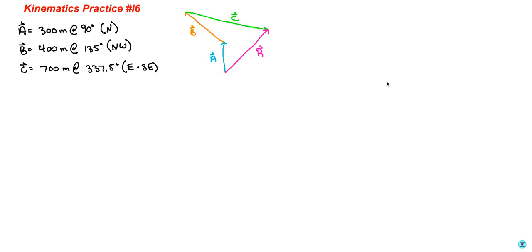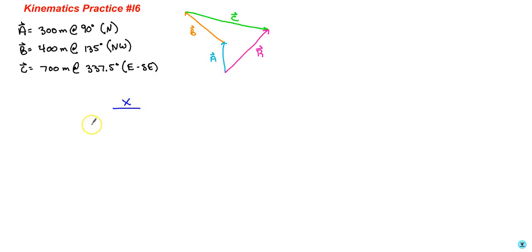But everything after that is pretty straightforward and pretty standard for everything that we've done so far. So I've drawn a little picture of the path that they've run, going A to B to C, and they want to know what R is. So what we're looking to do is break these displacement vectors up into components and then add the components together to end up finding what R is, the magnitude and the direction.